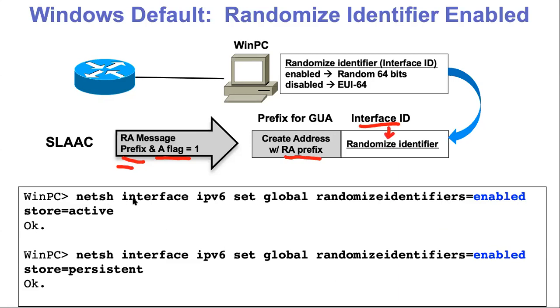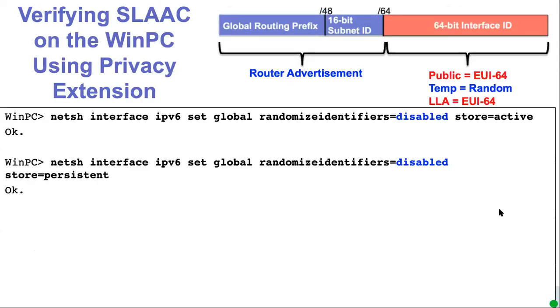This is actually the command in Windows that, if it was ever modified the other way to use EUI-64, you can set back to using the randomized identifier by saying randomized identifiers equal enabled. You do it using both of these commands: store equals active, store equals persistent, but this is the entire command here. What if you wanted to disable that? What if you wanted your Windows device to use EUI-64? Well, you just set random identifiers disabled.